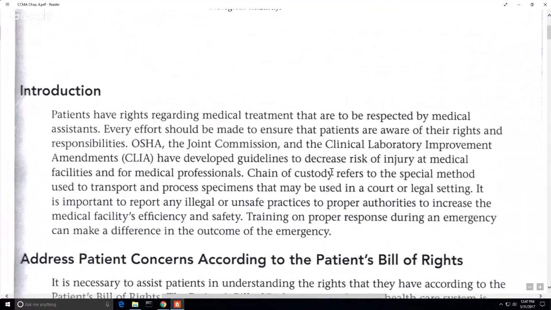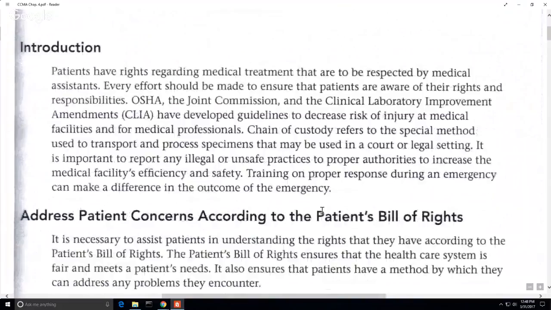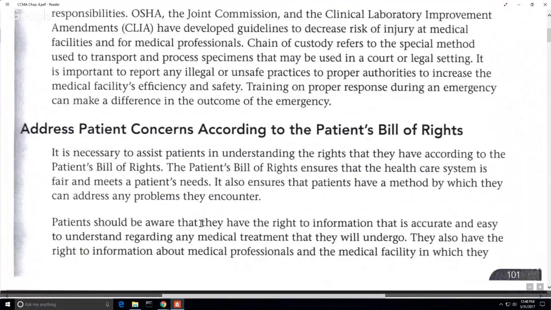So, chain of custody refers to the special method used to transport and process specimens that may be used in court or a legal setting. So it is important to report any illegal or unsafe practices to proper authorities to increase the medical facilities' efficiency and safety. So training on proper response during an emergency can make a difference in the outcome of an emergency. So address patient concerns according to the patient's Bill of Rights.